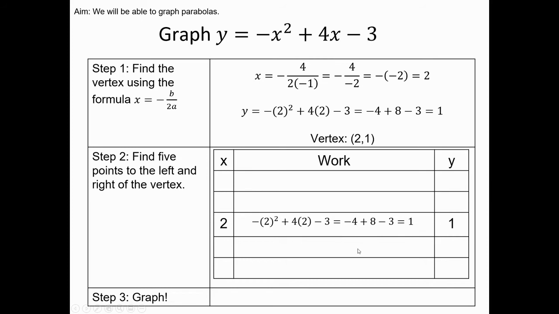And one of those points should be the vertex, and that should be the middle point right there. So you're probably thinking, okay, if that's the middle point, what should be the other points? You should always choose your x values based on the vertex's x. Think about what numbers are directly around 2. If I was going to go backwards, 1, 0. If I was going to go forwards, what's after 2? 3, 4.